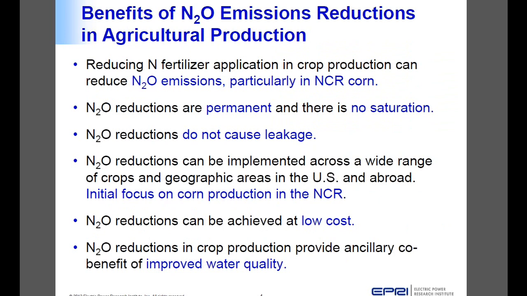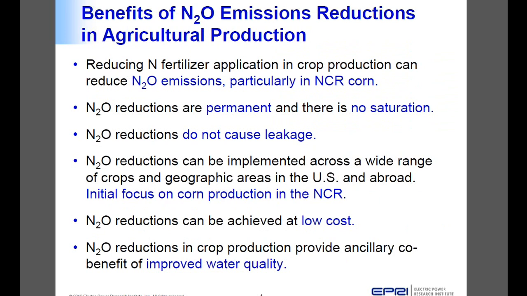Also, the approaches that we've proposed in our protocol to reduce nitrogen fertilizer use on farm do not cause leakage. These approaches do not cause a reduction in crop yields, which would be the driver for leakage and activity shifting. And the way the methodology works makes sure that that doesn't occur.